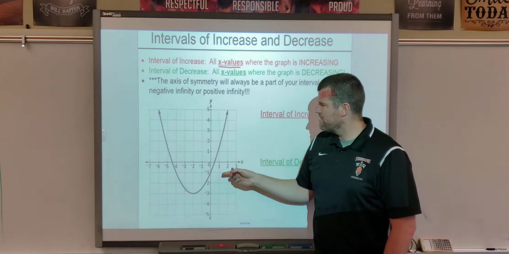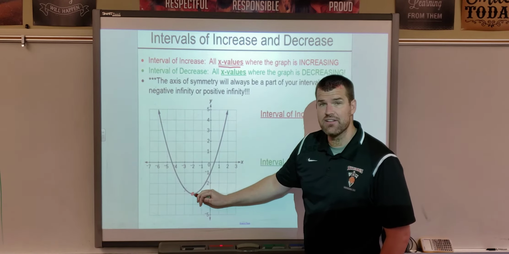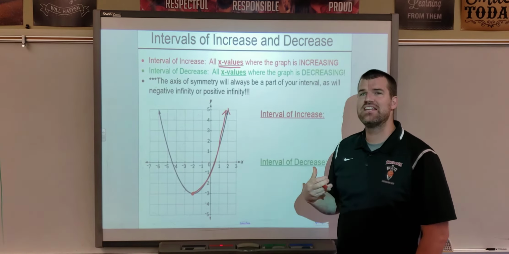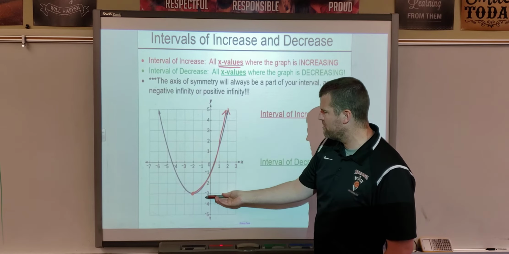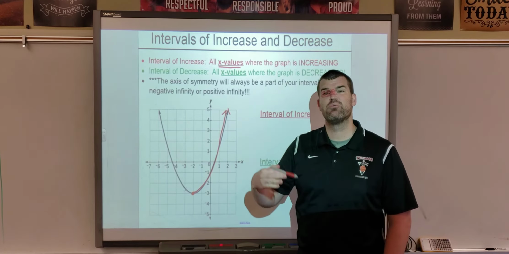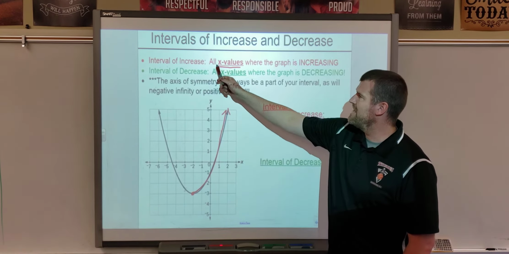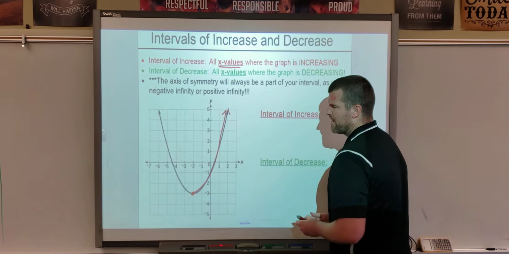So if I highlight where this graph is increasing, I notice that right here is where it's not doing either, but the rest of the graph is going up. So it is increasing. But a lot of people want to look at the y values now and go, oh, -3, and no, that's the range, right? The range is the up and down. The interval of increase is the x values at which the graph is going up.